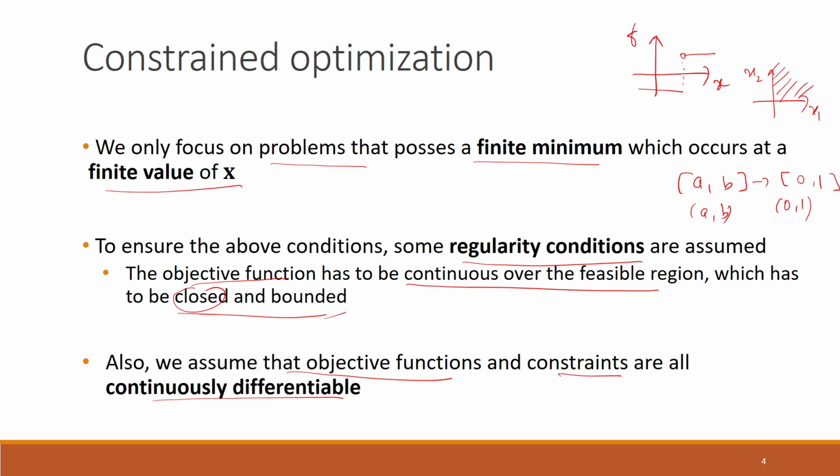So we will be assuming that whatever objective functions and constraints we focus on will satisfy these conditions. And since these conditions will be satisfied, it is guaranteed that this problem will possess a finite minimum and it will occur at a finite value of x. You do not need to always remember these conditions, but this is mentioned for completeness' sake, so that you know that whatever concepts will be shown in the subsequent slides, there is some underlying assumption on the objective function and the constraints for which they are valid.